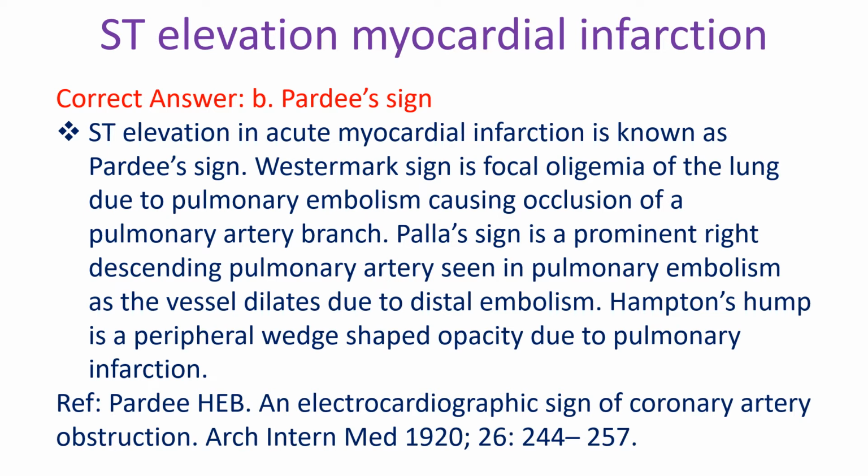Westermarck sign is focal oligemia of the lung due to pulmonary embolism causing occlusion of a pulmonary artery branch. Palla's sign is a prominent right descending pulmonary artery seen in pulmonary embolism as the vessel dilates due to distal embolism. Hampton's hump is a peripheral wedge-shaped opacity due to pulmonary infarction.